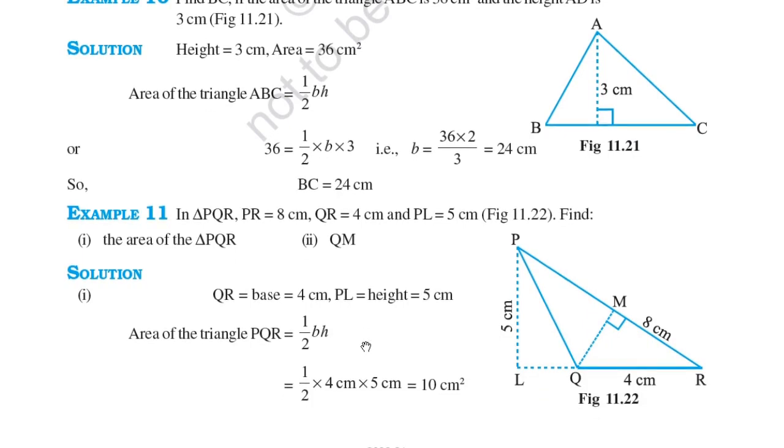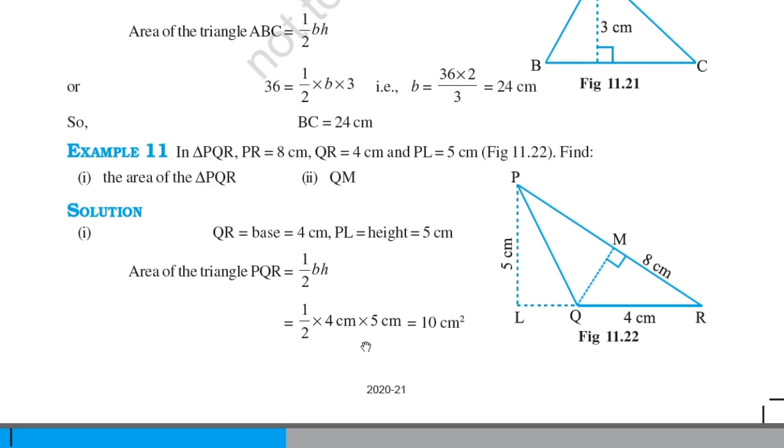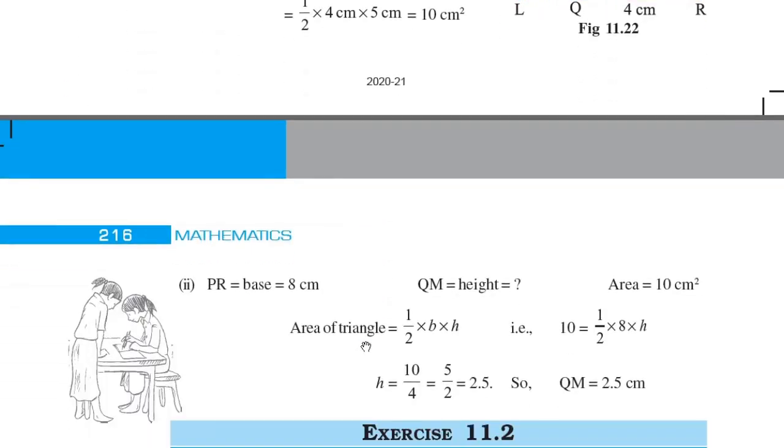Example number 11. In triangle PQR, PR is equal to 8 centimeter, QR is equal to 4 centimeter and PL is equal to 5 centimeter. So you can see figure 11.22. Find the area of triangle PQR. So QR is equal to base is equal to 4 centimeter, PL is height is 5 centimeter, area of triangle PQR is equal to 1 by 2 BH, that is 1 by 2 into 4 into 5 is equal to 10 centimeter square.